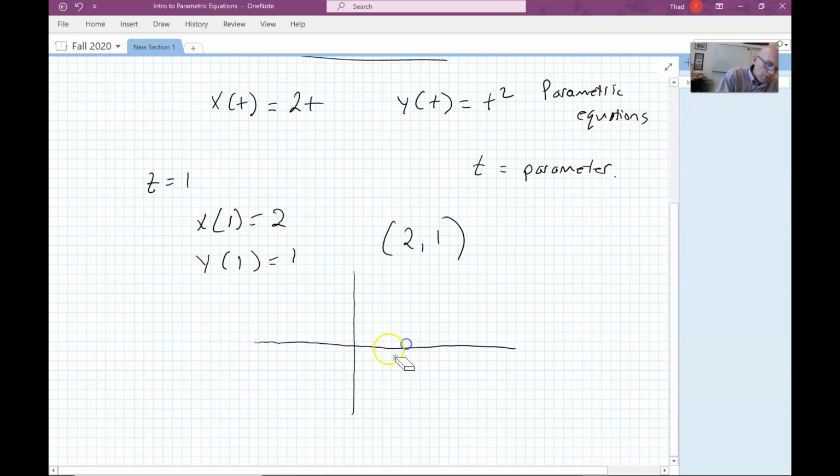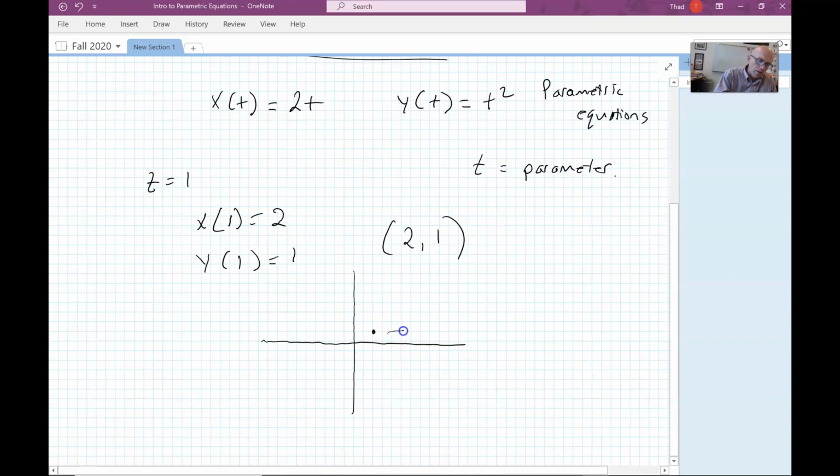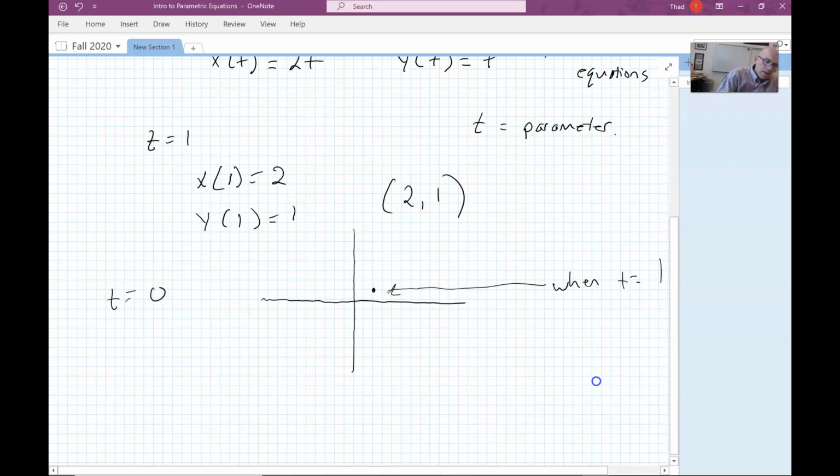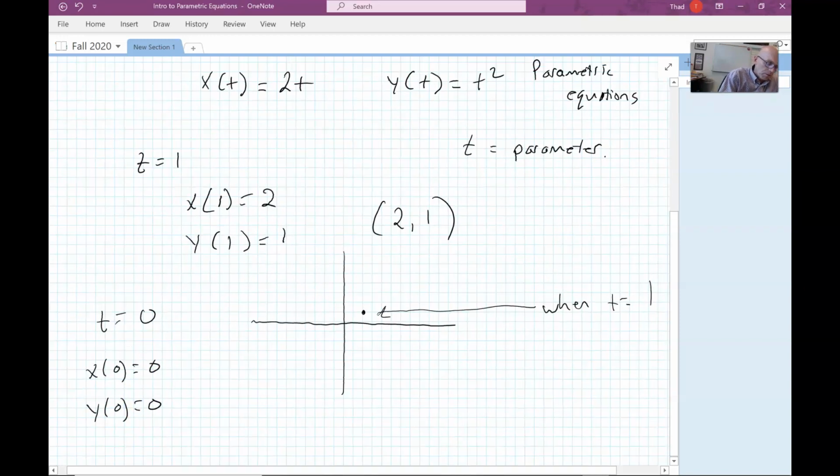I'm really just graphing a normal xy plane here. So this would be over 2, up 1, and that would represent the point that happens when t equals 1. Then we could also say, let's let t equal 0 and see what happens. That would give me x of 0, which would be 0, and y of 0, which would also be 0. Again, I'm just plugging into these equations up here. And of course, that would be that point right there. That point happens when t is equal to 0.